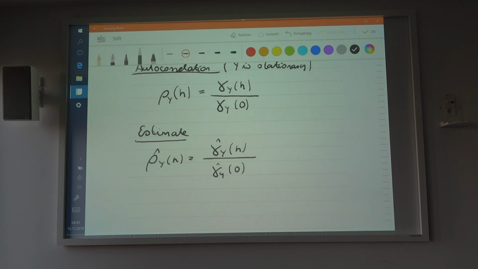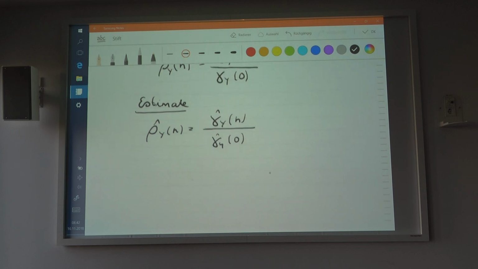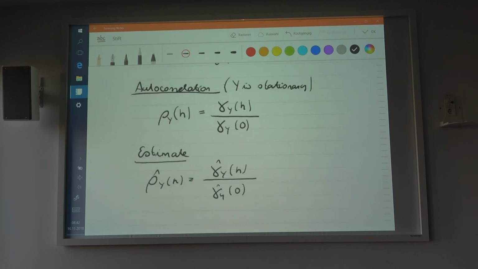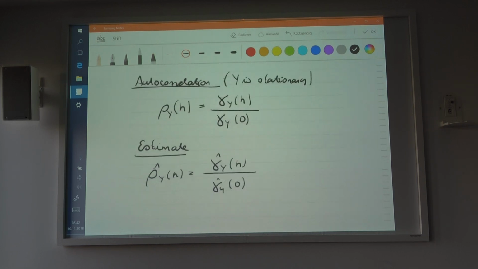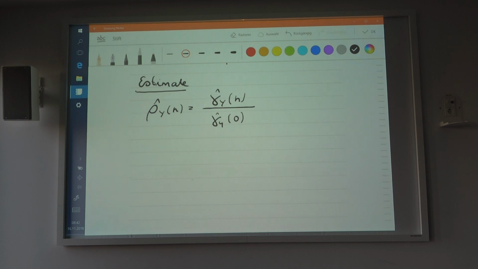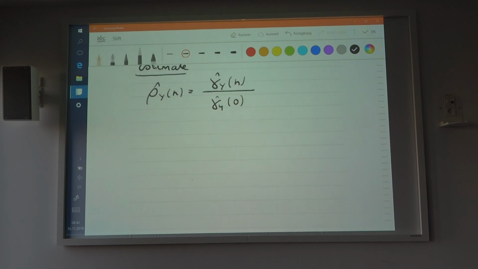Now, of course, we can show that these estimators are both unbiased and consistent. So we do not look at the third properties. What it means is that the theoretical analogs are the limits of the corresponding estimators. So the estimators converge in probability to the theoretical analogs. That's quite obvious.